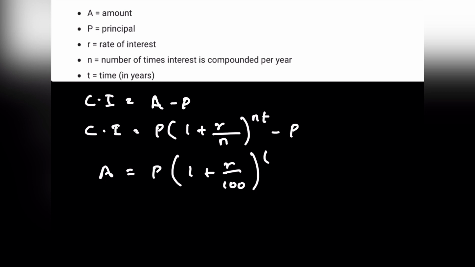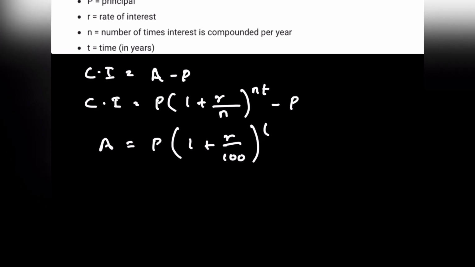CI = A - P and CI = P(1 + R/N)^(NT) - P. This formula is also called periodic compounding formula. Here, A represents the new principal sum or the total amount of money after compounding period. P represents the original amount or initial amount. R is the annual rate of interest. N represents the compounding frequency or the number of times interest is compounded in a year. T represents the number of years.